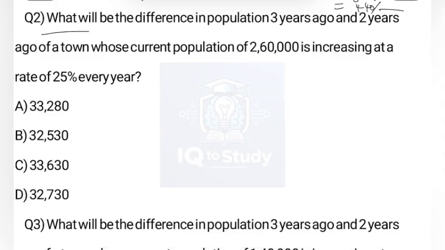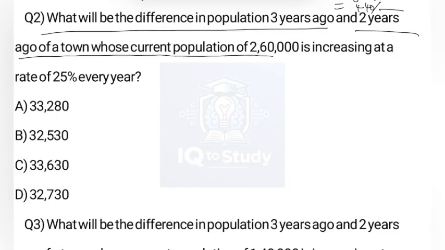What will be the difference in population 3 years ago and 2 years ago of a town whose current population of 260,000 is increasing at a rate of 25% every year? Given current population is 260,000.